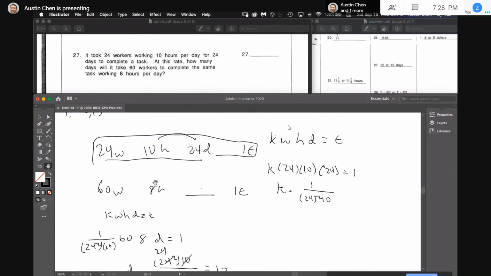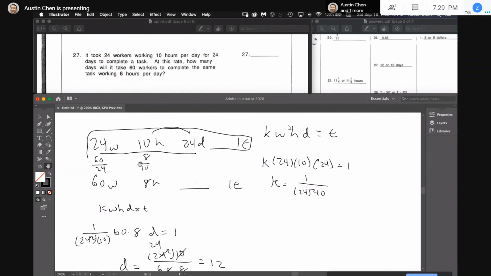Another way you can do it is just looking at these ratios directly. So the ratio of this to this is 60 over 24. And then the ratio of this to this is going to be 8 over 10. And the multiplication of all of these ratios has to be 1. And this ratio over this ratio is 1 over 1. So if you multiply all of these ratios, it has to give you 1.